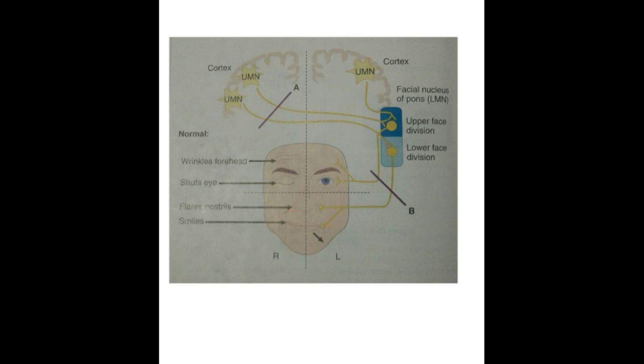Suppose a patient comes to your office and he complains that he is unable to wrinkle his forehead or cannot flare his nostril or cannot smile. What will be the pathology? Where will be the lesion? Will it be lesion A or lesion B? The answer is B, because there is ipsilateral paralysis. So Bell's palsy is ipsilateral paralysis of facial muscles, while paralysis associated with upper motor neuron lesion is seen in contralateral lower part of the face.